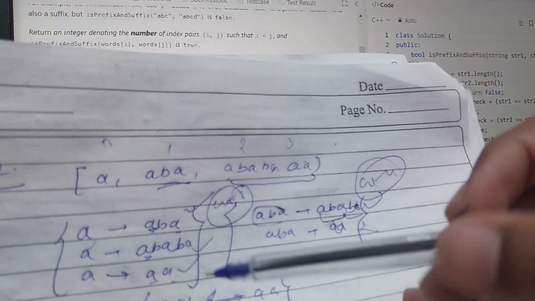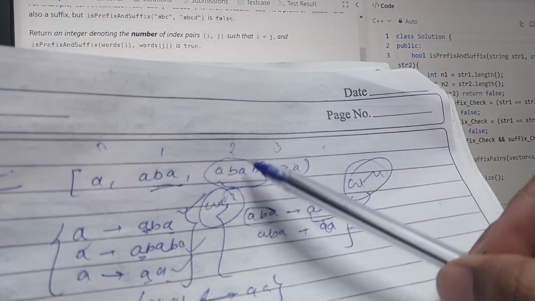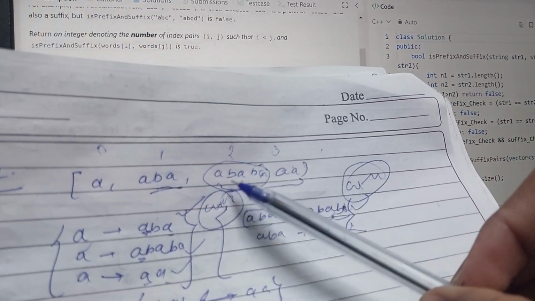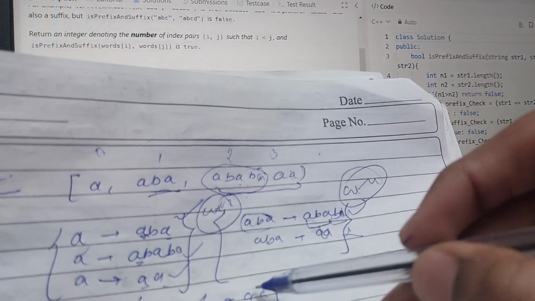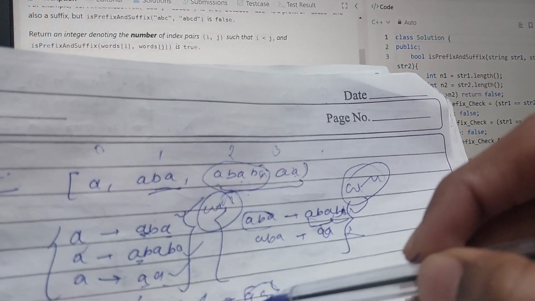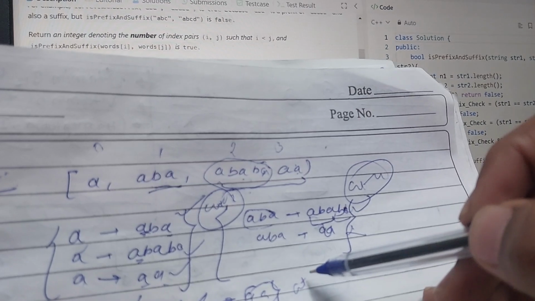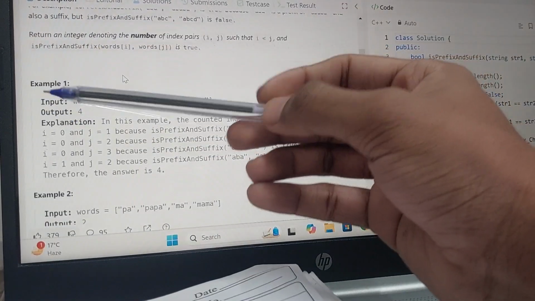Then for the last index, we check abab against a. Here it is not any prefix and suffix, and even the length is smaller, so it is not possible. So the count does not increase, and the count is finally equal to 4.